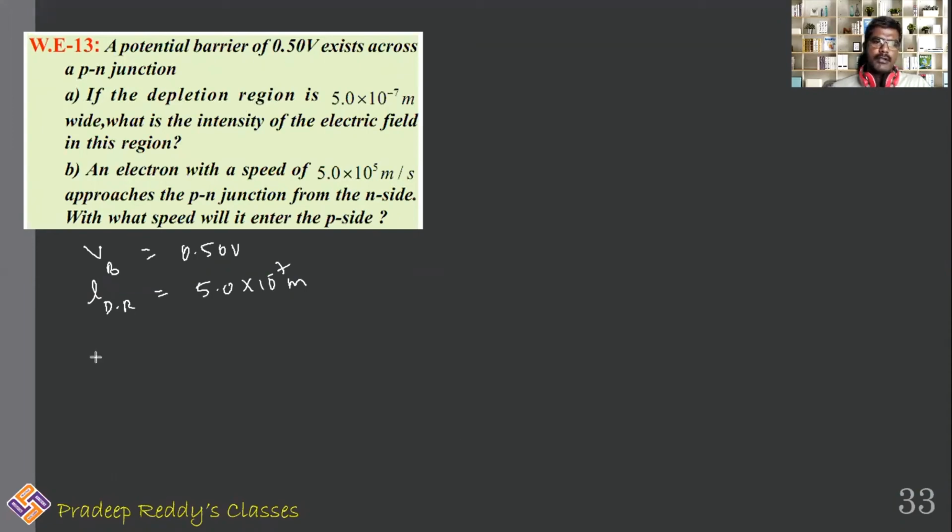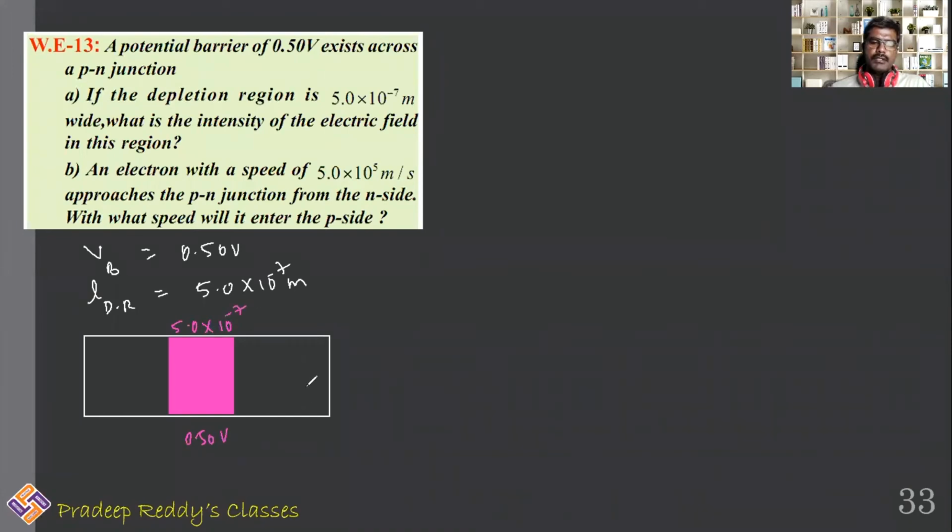So you have a junction diode. Let me consider this is the junction diode, and you have a potential barrier in between these two. Barrier potential is being given. This is 0.50 volt, and the length is given as 5.0 into 10 power minus 7. That data is being given to you. And let me take this is P type, and let me take this is N type. Now I want to find out intensity of the electric field.